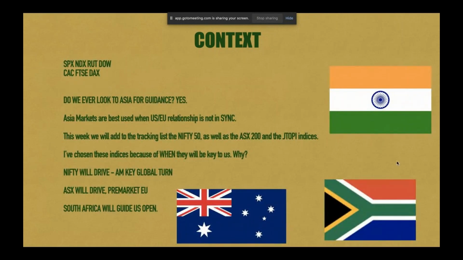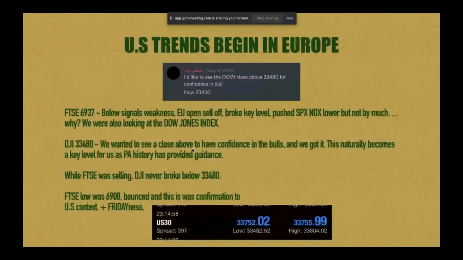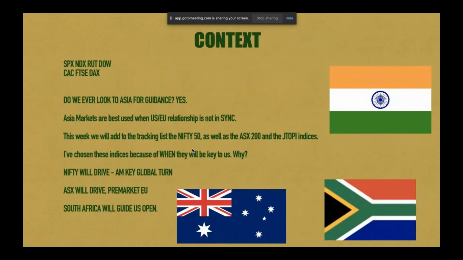Let's look at Asia. What's ASX doing? Because Asia, ASX, is going to impact what? It's going to impact the EU pre-market. So if ASX is bearish, they're likely going to get the head start on the bears here.